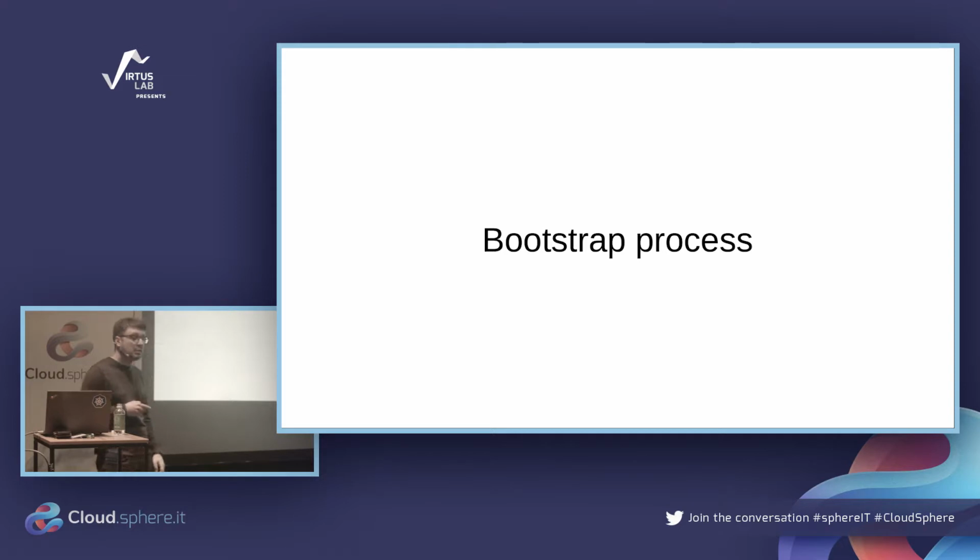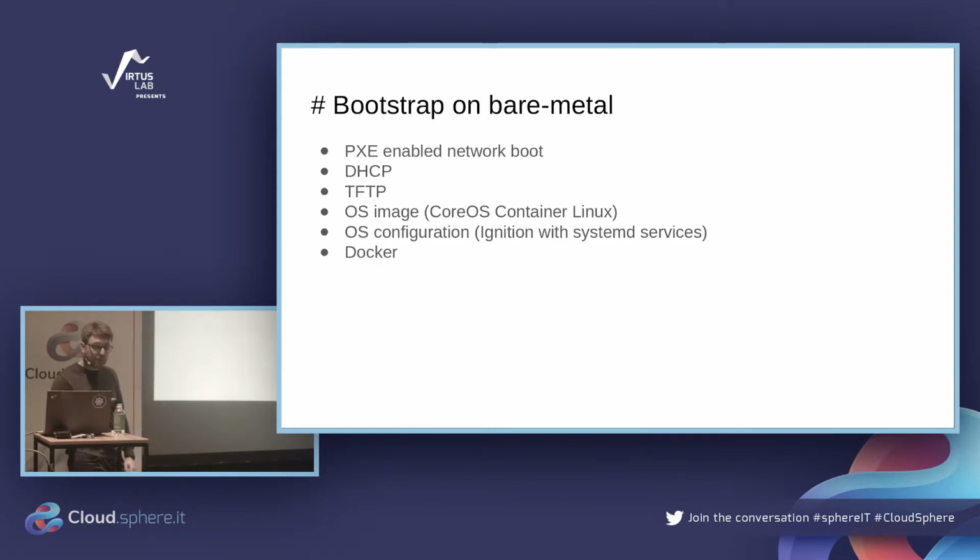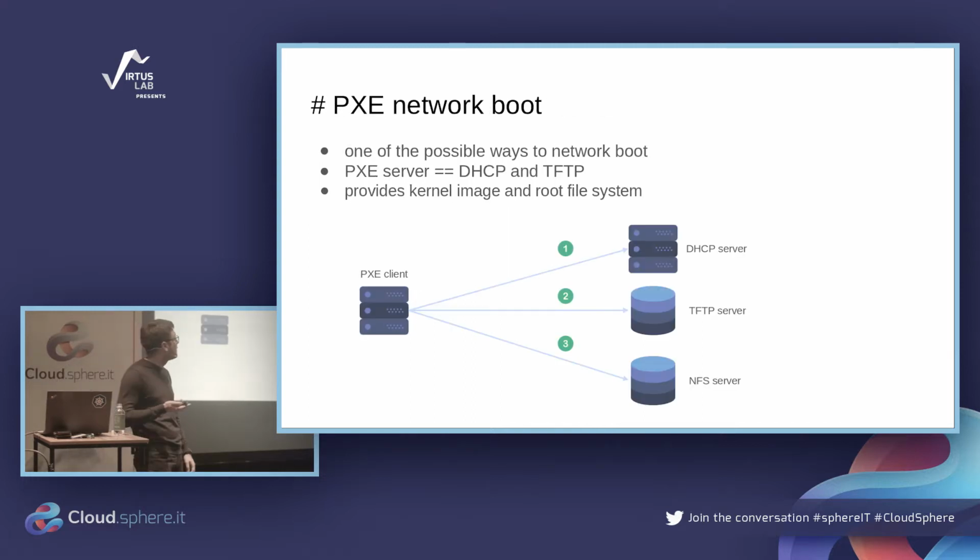Okay, let's move on to the Bootstrap process. In order to understand the Bootstrap process from the very beginning, let's start with a bare metal example. It involves a number of technologies: PXE-enabled network boot, DHCP for network configuration, TFTP to transfer data, an OS image, which will be Container Linux from CoreOS in our use case, and OS configuration, which will be Ignition with systemd services. I will be talking about Ignition in the next slides, and obviously Docker.